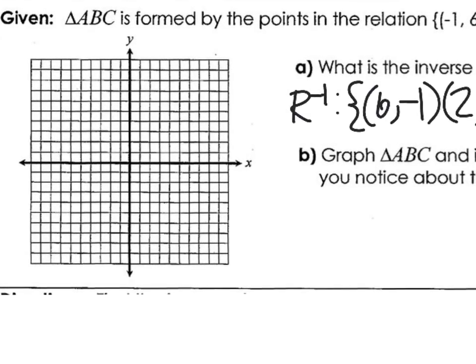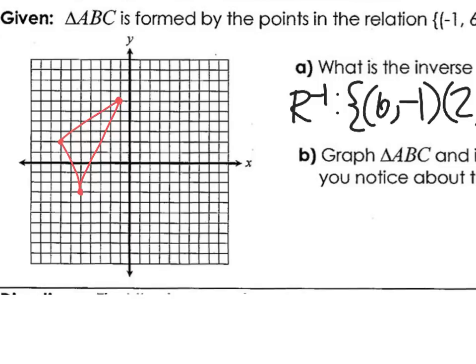So let's graph our original relation. So the points are -1, 6. So -1, up 6. There's our first point. Then we've got -7, 2. So 3, 6, 7. And then up 2 is going to give us this point. And then we've got -5, -3. So to the left 5, down 3. All right, and then we want to connect the dots because we know this forms a triangle.